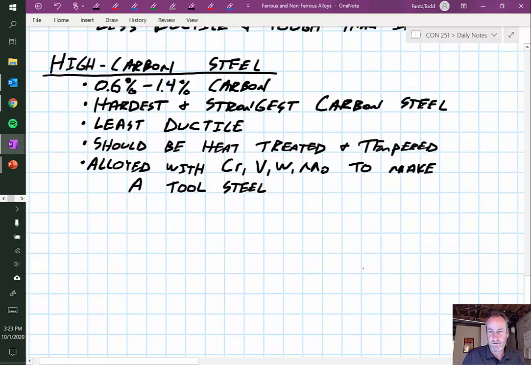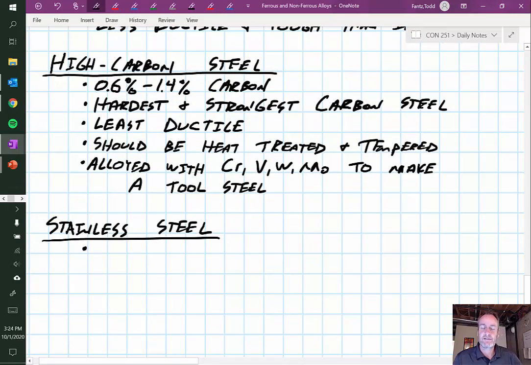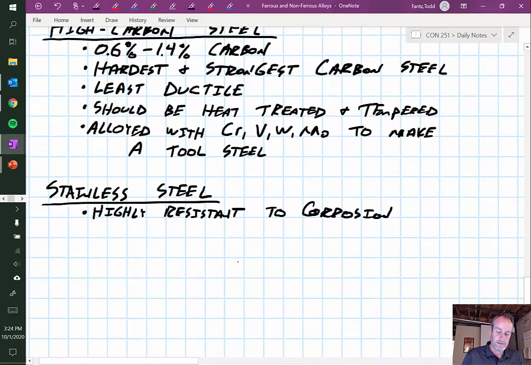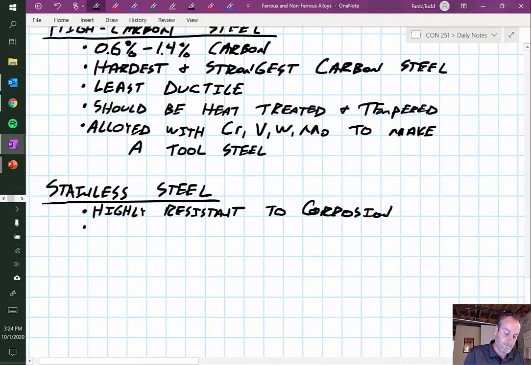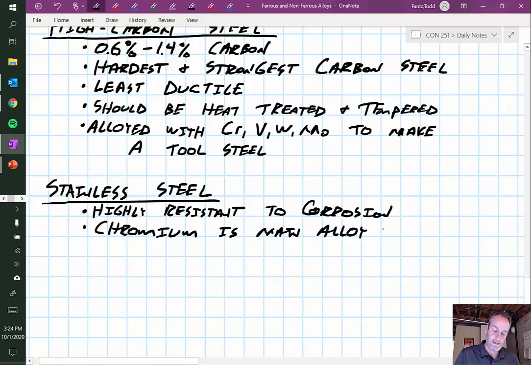The last ferrous steel that I want to put on here is stainless steel. And stainless steel, its big benefit is it's highly resistant to any kind of corrosion. And this resistance comes from the main alloy, or its main additive, which is chromium. And when we say main, it means that if we look at our percentage of chromium, we are greater than 11% of the total. So there's quite a bit in there.